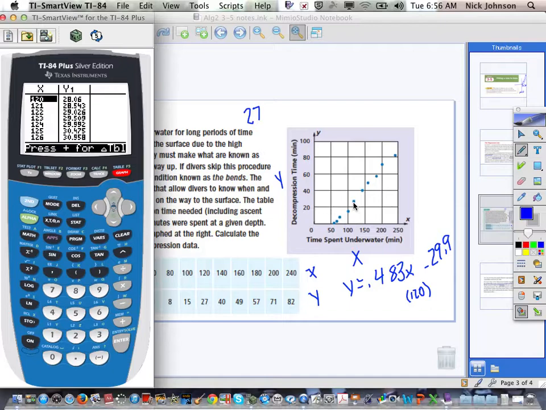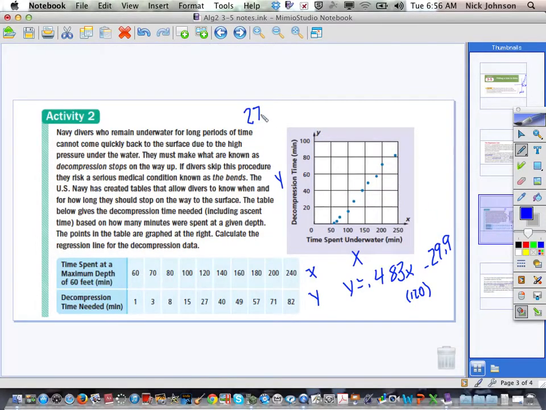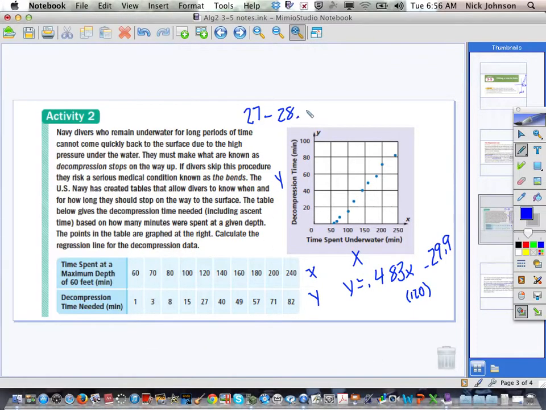So 28.06 is higher than 27, right? As you can see here, the difference between the actual value of the dependent variable and the value predicted means we are subtracting 28.06. That gives me a negative 1.06, which we would say is very close, right? I mean, we're talking about a point right up here, right over the top of it.